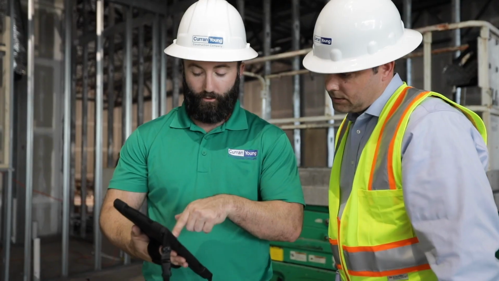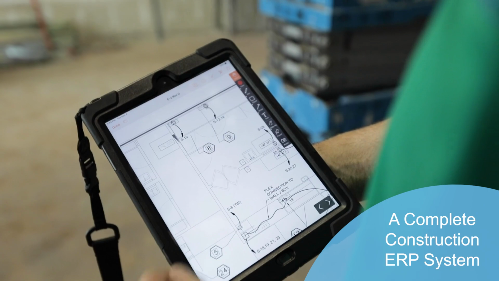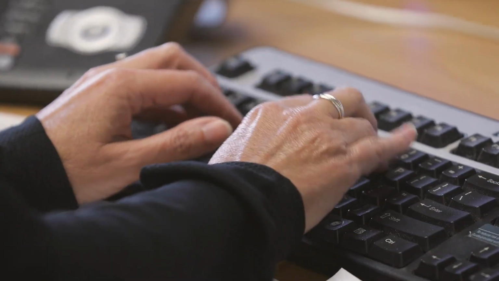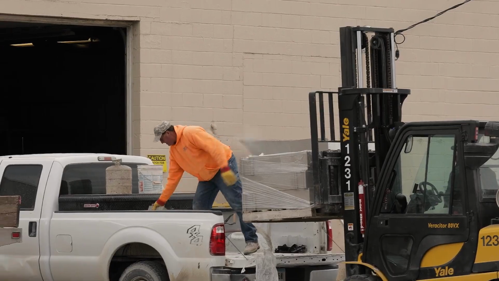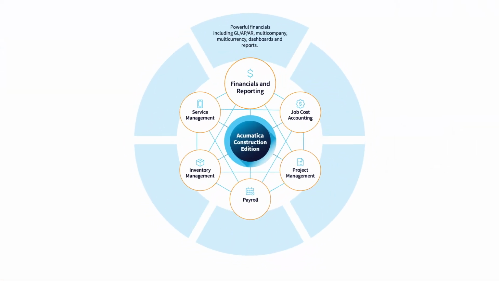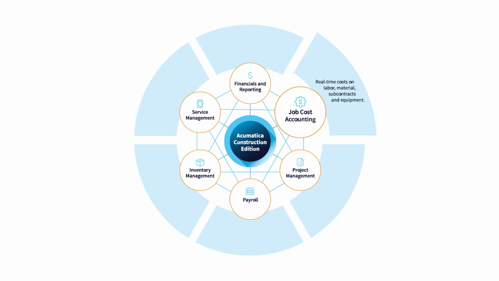Transform your organization with a modern construction platform designed for all contractors, including general, specialties, and land developers. Acumatica's Construction Edition helps you gain visibility into all construction financials, including multi-company, multi-currency, dashboards, and reports. Easily track real-time costs for labor, materials, subcontracts, and equipment.